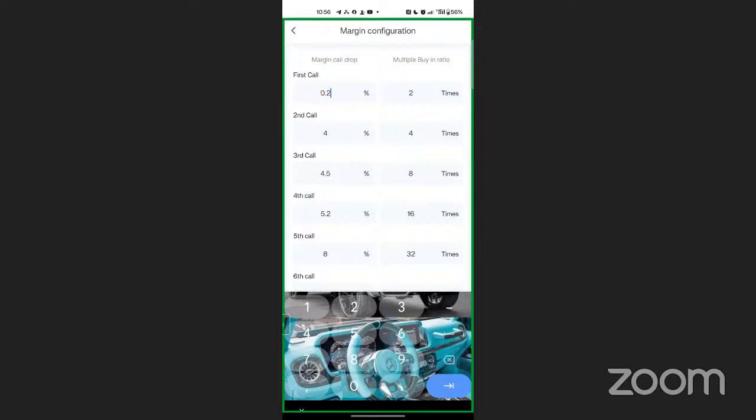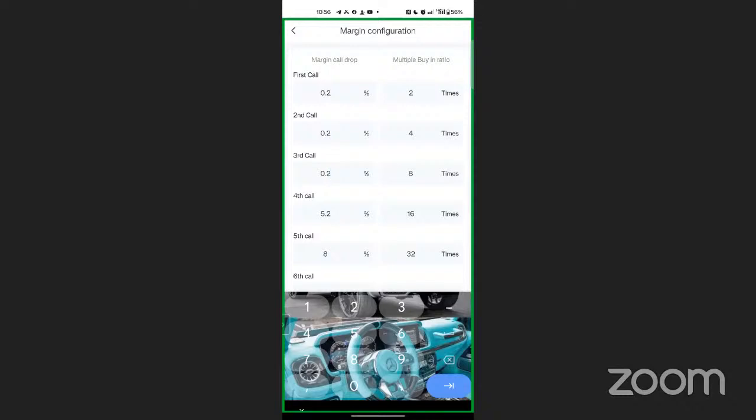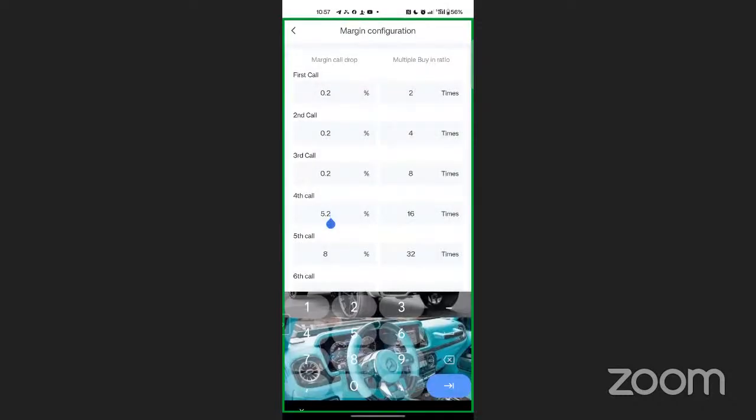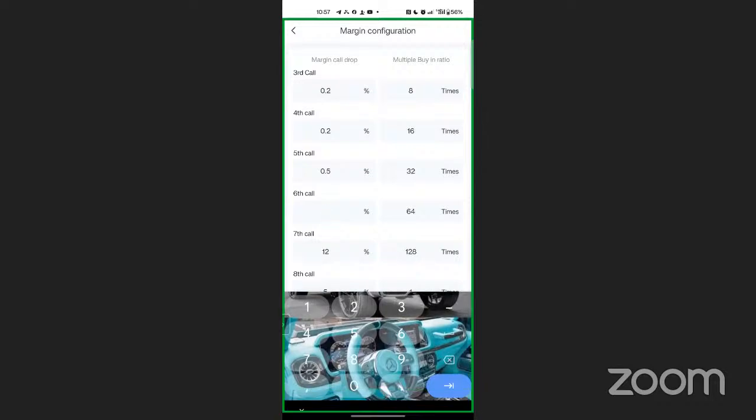This I can put 0.2. This one I can even put 0.3. But I want it to buy fast, this first 4, so I'll put 0.2. I don't waste time here. So I put here 0.2 all through the first 4. Then the rest I put 0.5, up to the end, 0.5.